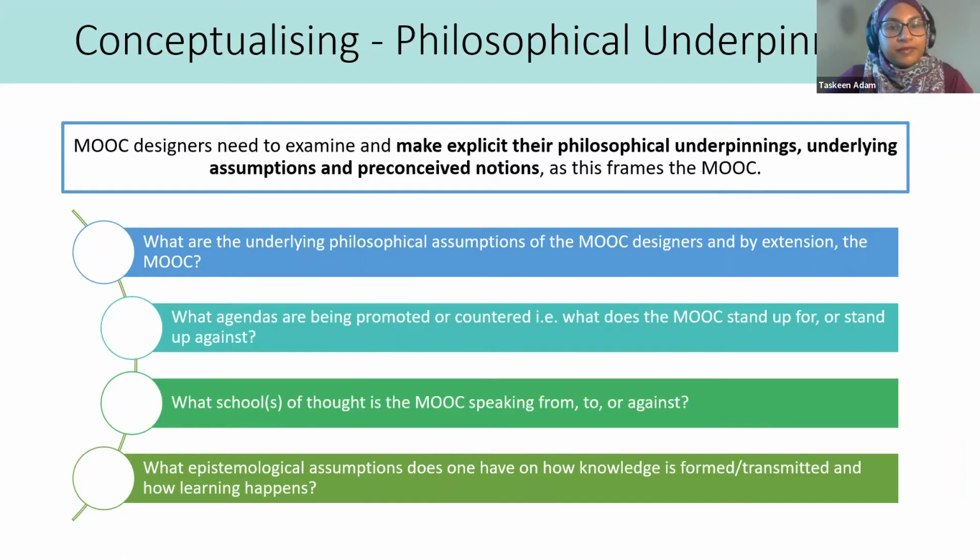So the main thing that I looked at in this research was understanding people's positioning and their framing. And what I learned from this is that MOOC designers or course designers need to examine and make explicit their own philosophical underpinnings and their underlying assumptions and their preconceived notions that frame the course that they're in. So, for example, what are the underlying philosophical assumptions that a MOOC designer has? This could be religious views. It could be how you view the sacredness of nature, what you deem as evidence or knowledge, and what you deem as folklore.